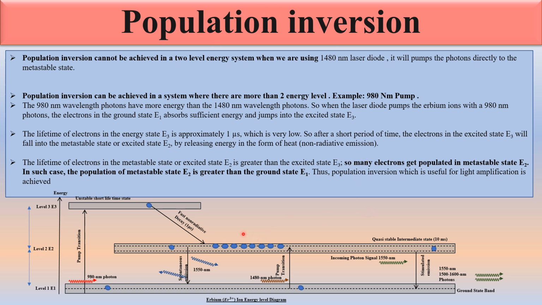You can see here the number of electrons in the metastable state is higher than in the ground state. This situation is called population inversion, which is very important for the erbium doped fiber amplifier. Thus, the population inversion, which is useful for light amplification, is achieved.